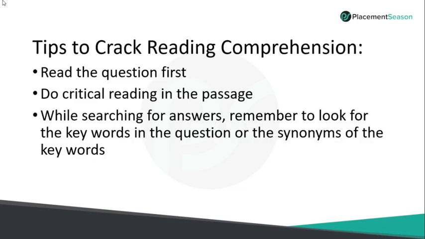So now let's move on to the last part. Tips to crack reading comprehension. Reading comprehension is actually the easiest part of any test.